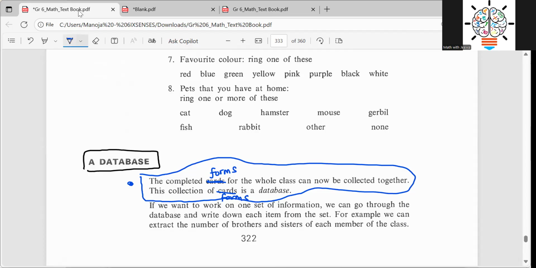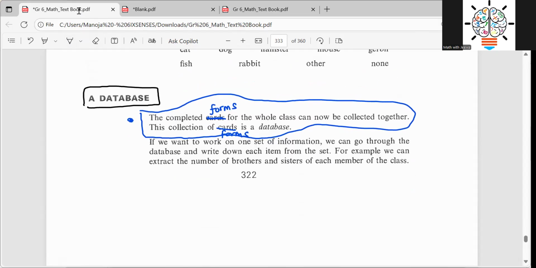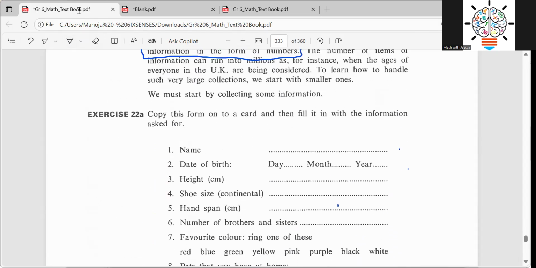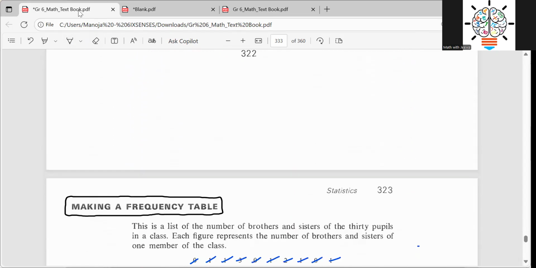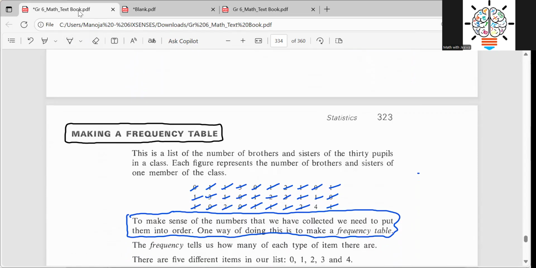can now be collected together. This collection of forms is a database, right? So that's the database. Then we will move to the next, hope you copy down everything, children. You can pause the video and copy it down then and there without postponing it.